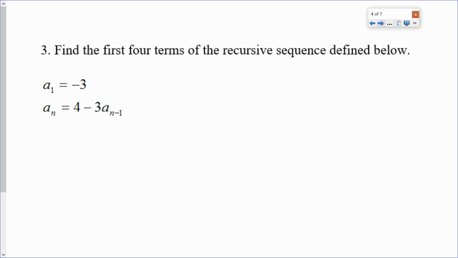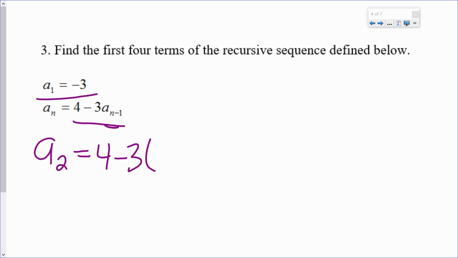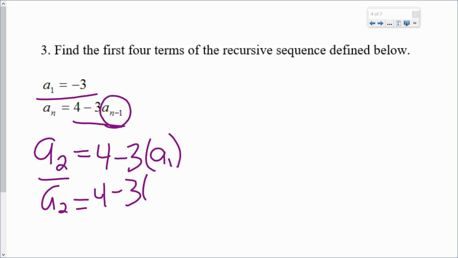All right, find the first 4 terms of the recursive sequence defined below. So I'm going to start this one with you, and then I'm going to let you finish it on your own. It's giving me the first term, so I start with the term after the one they give me, which would be the second term. So I'm substituting it into this. 4 minus 3 times a_(n-1), which means the previous term. Since I'm finding the second term, it's the first term. The first term is negative 3. Use the calculator if you need to. 4 minus 3 times negative 3 would be 13.